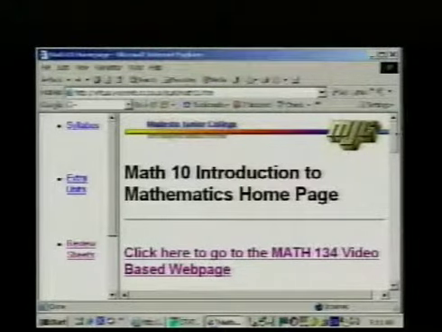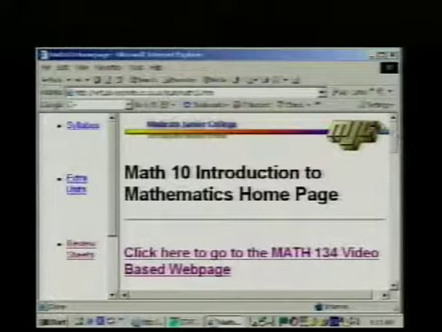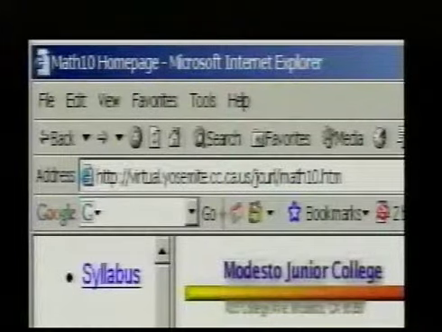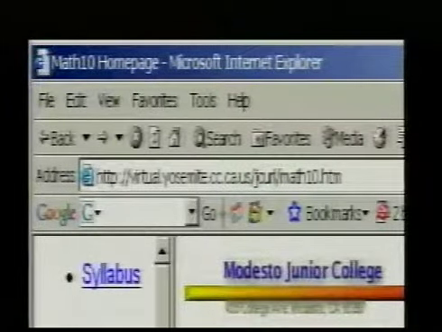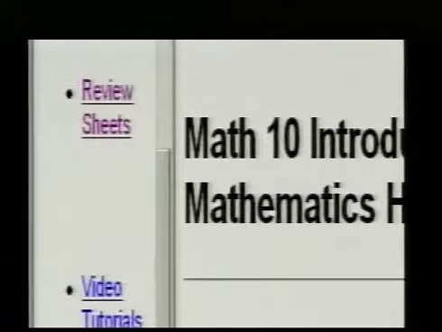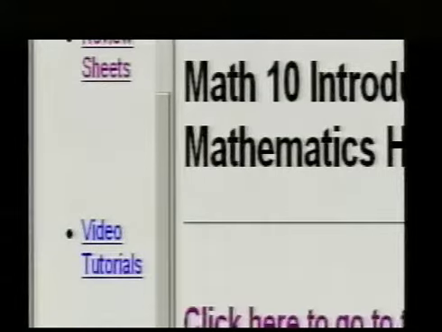Now on the left side, just to review some of the things that can be done here. There is the syllabus up in the upper left-hand corner. Then there are extra units that we haven't done much with. Then as I scroll down, the review sheets, and then this I want you to be aware of, this is a section on video tutorials.